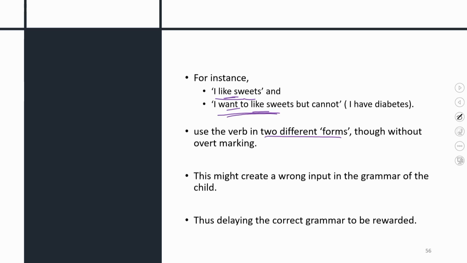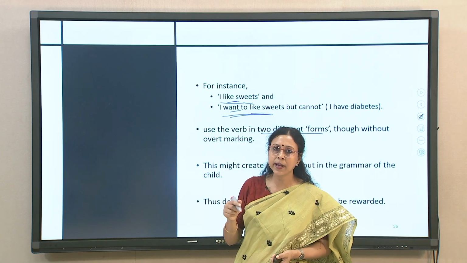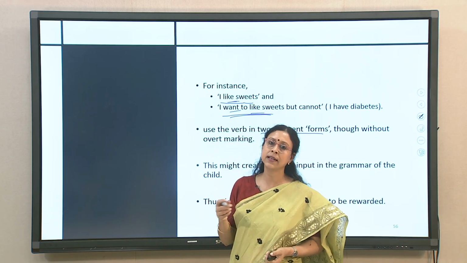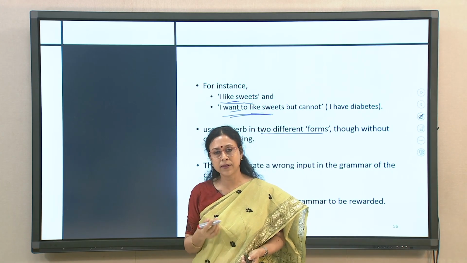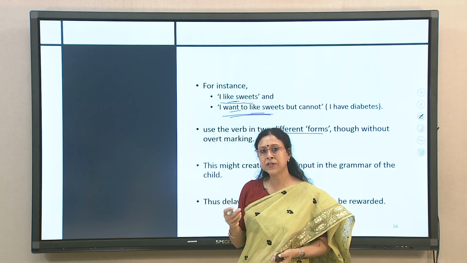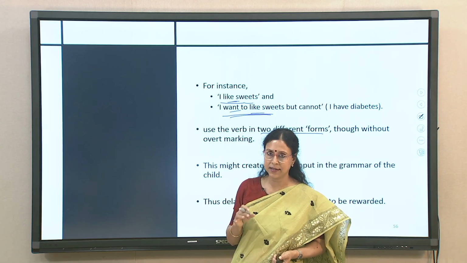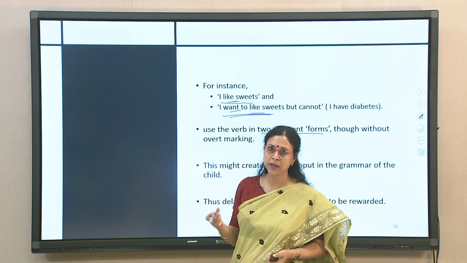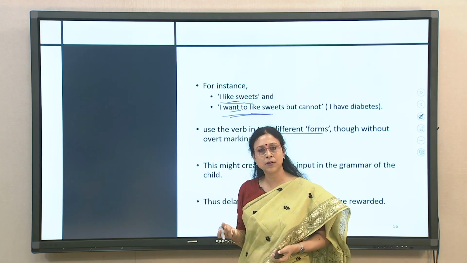Like in the first case, "I like sweets", there is no marking, as it will happen, for example, if it is the third person, somebody else: "Ananya likes sweets." In that case there will be an S marked. That is what we talked about in the previous lecture. That S in English stands for a lot of meanings; it has many things packed into one. But in the case of the first person singular, the "like" remains as it is. Similarly, "I want to like sweets" is in the to verb form, and here also it has no marker.